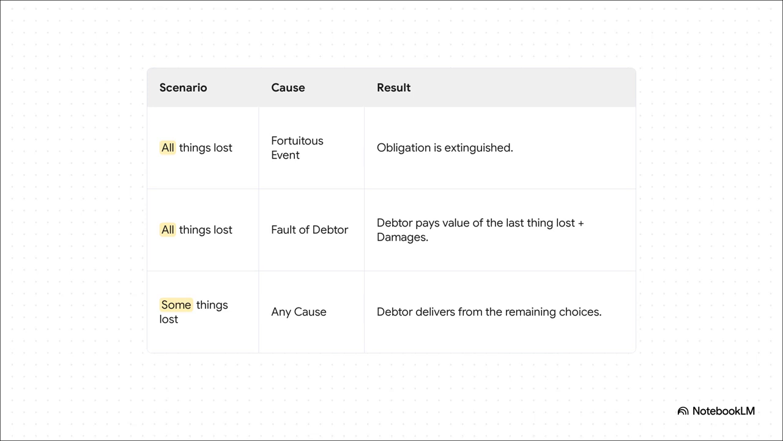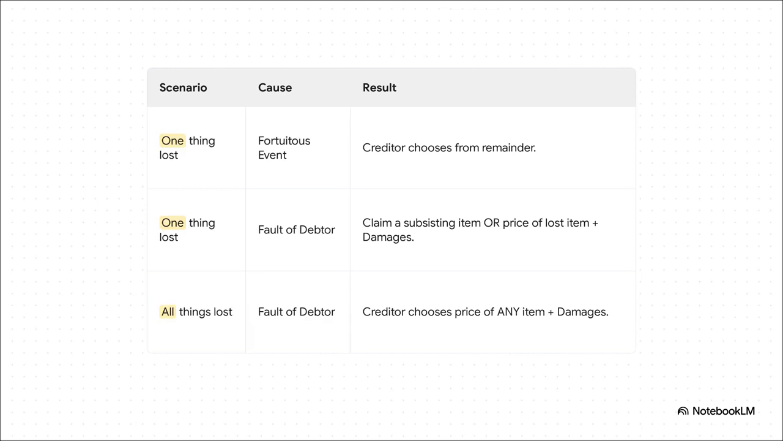But look at that second row. What if all the items are lost because the debtor messed up? Well, now they're liable. They have to pay the value of the last item that disappeared, plus damages. And the third row, if just some of the things are lost, it doesn't even matter why. The debtor just has to deliver from what's left. Simple as that. Now, let's see how the whole game changes when the creditor has the power to choose.